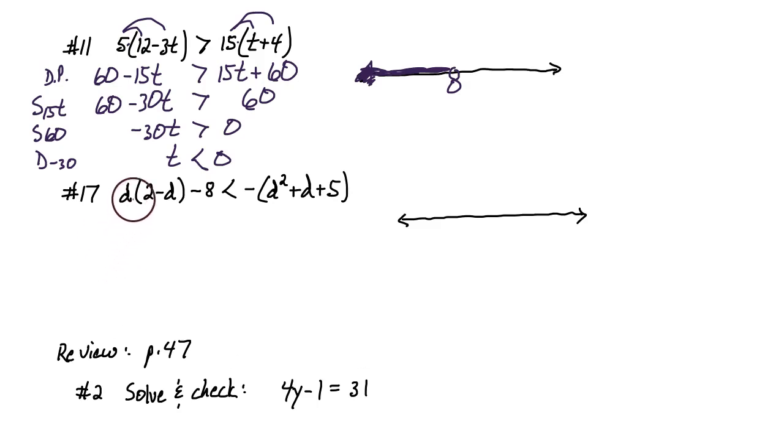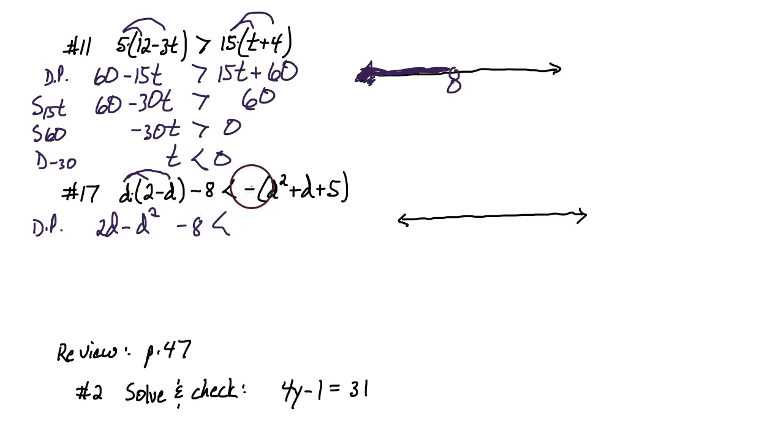Number 17. Notice the parentheses with the number in front being multiplied. That's when you do the distributive property. d times 2, and then d times the negative d. d times 2 is 2d. d times negative d is negative d to the second power. A d times another d is what creates an exponent of 2. Then we have our minus 8 and our less than symbol.